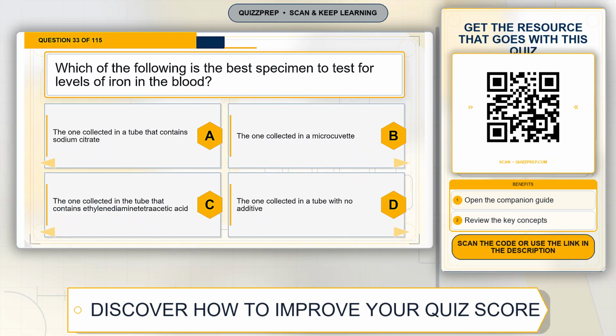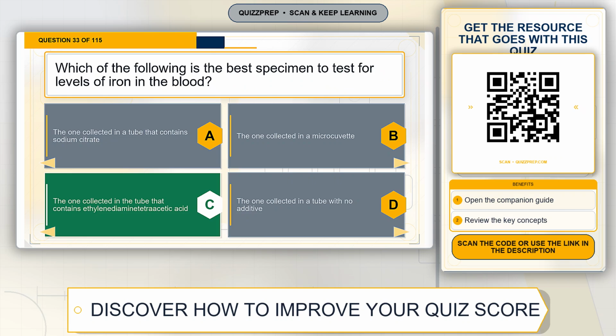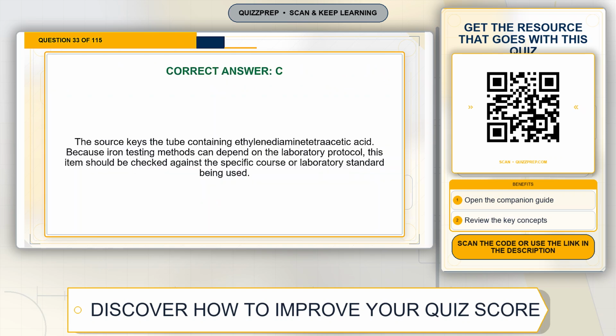Question 33. Which of the following is the best specimen to test for levels of iron in the blood? Option A, the one collected in a tube that contains sodium citrate. Option B, the one collected in a microcuvette. Option C, the one collected in the tube that contains ethylenediaminetetraacetic acid. Option D, the one collected in a tube with no additive. The correct answer is option C, the one collected in the tube that contains ethylenediaminetetraacetic acid. Explanation. The source keys the tube containing ethylenediaminetetraacetic acid. Because iron testing methods can depend on the laboratory protocol, this item should be checked against the specific course or laboratory standard being used.